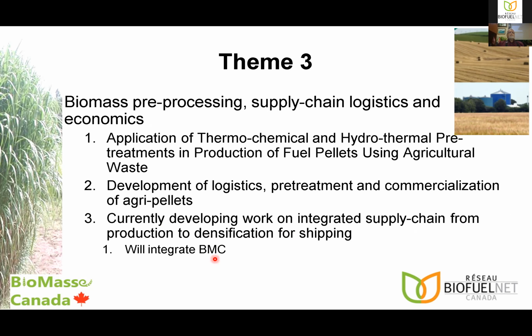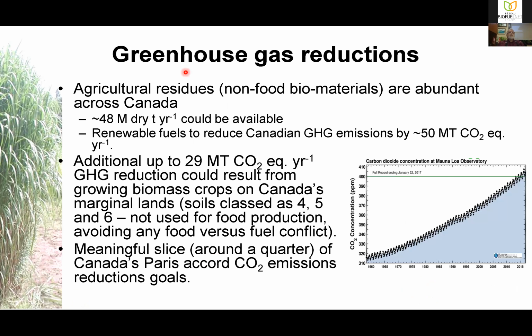All right, so greenhouse gas reductions. Agricultural residues, so this is non-food biomaterials. There's lots of this across Canada. About 48 million dry tons per hectare per year could be available. So with renewable fuels, you can reduce Canadian greenhouse gas emissions substantially.